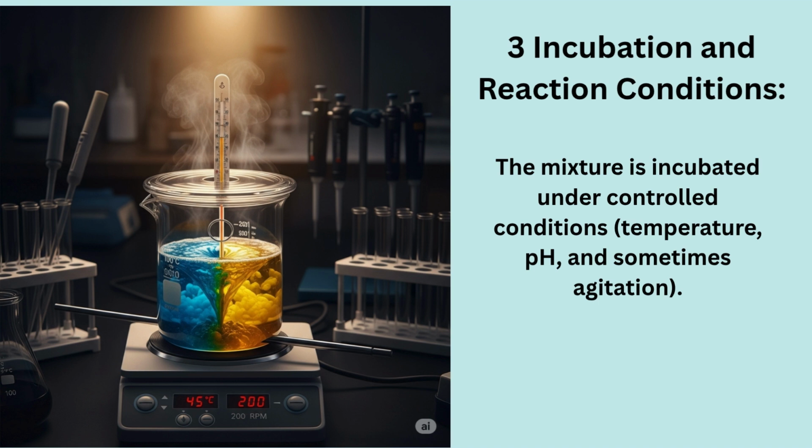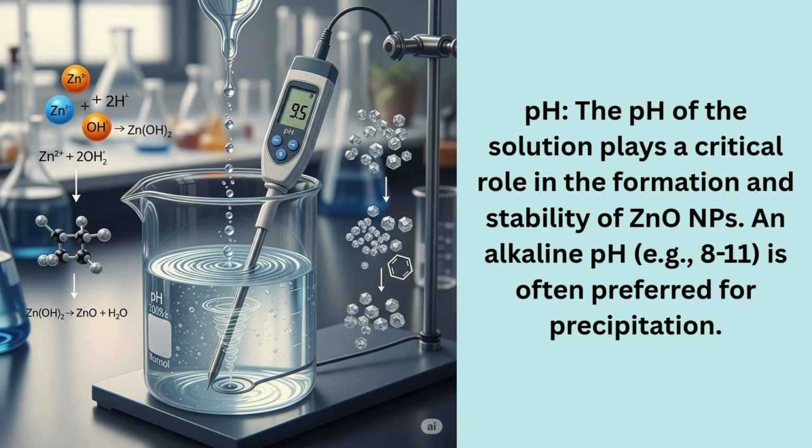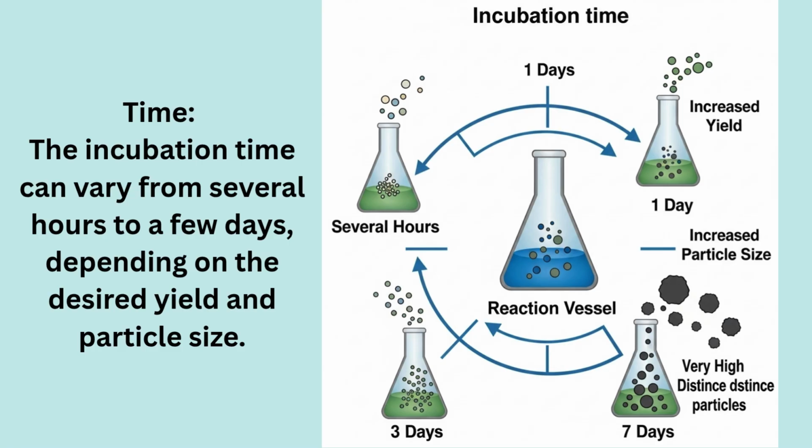3. Incubation and reaction conditions. The mixture is incubated under controlled conditions, temperature, pH, and sometimes agitation. Temperature, often elevated, e.g., 40 to 80 degrees Celsius, to facilitate the reaction. pH. The pH of the solution plays a critical role in the formation and stability of ZnO NPs. An alkaline pH, e.g., 8 to 11, is often preferred for precipitation.